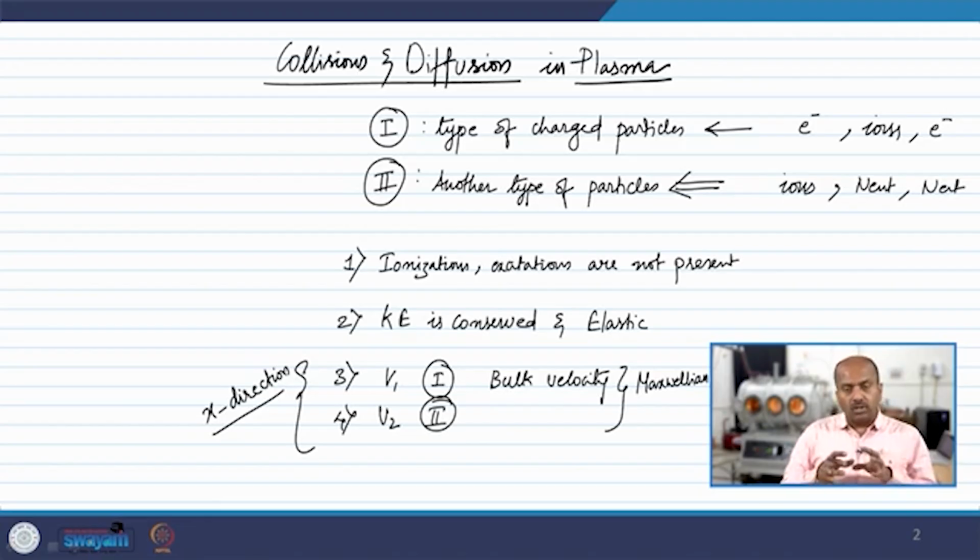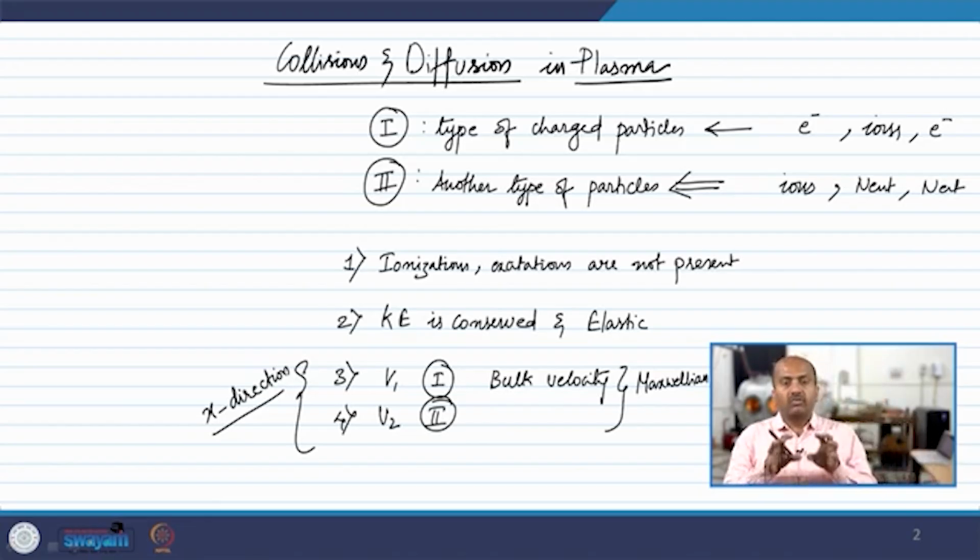So, effectively, the amount of momentum that is being transferred from one species to another will only depend on the bulk velocity of the first species and the bulk velocity of the second species. So, individual particle velocities do not really matter.